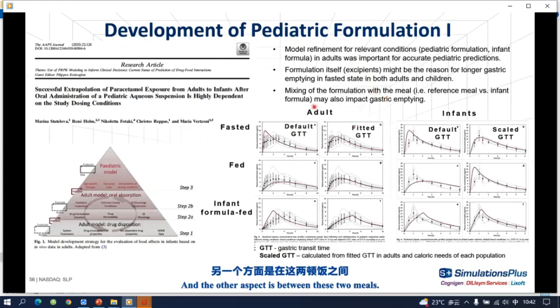And the other aspect is, between these two meals, they speculated that the mixing of the formulation with the meal could also impact the gastric emptying, and could also be a reason why the infant formula fed adult data predicted the pediatric or infant PK better than the standard meal in the adults.